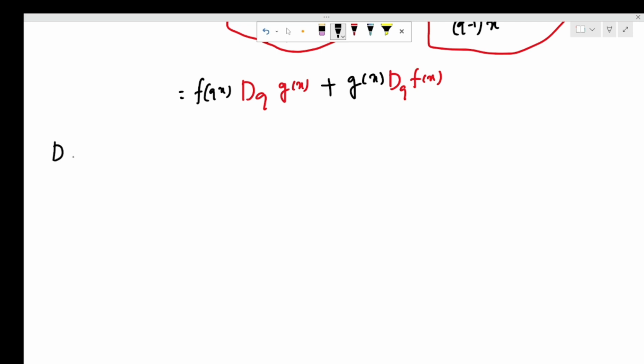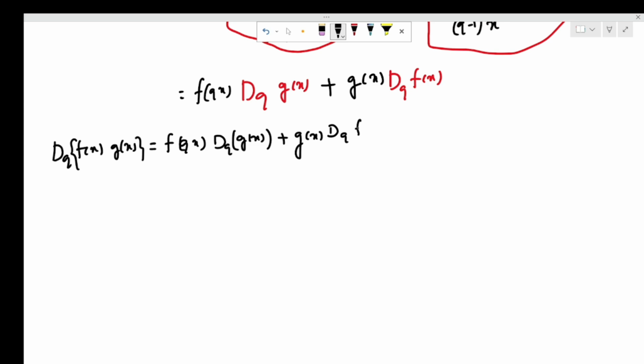So we have D_q of f(x)g(x), and this is the formula we have: f(qx) into the quantum derivative of g(x), plus g(x) times the quantum derivative of f(x). Okay.